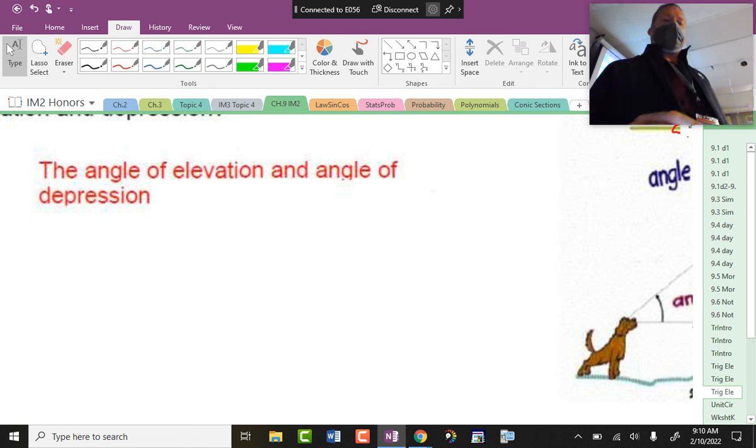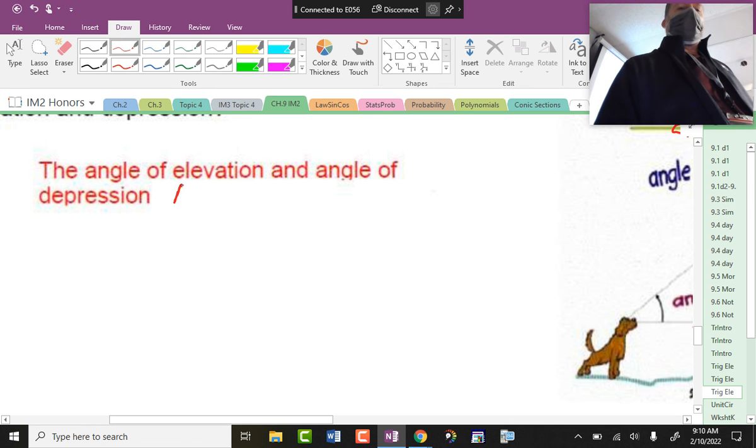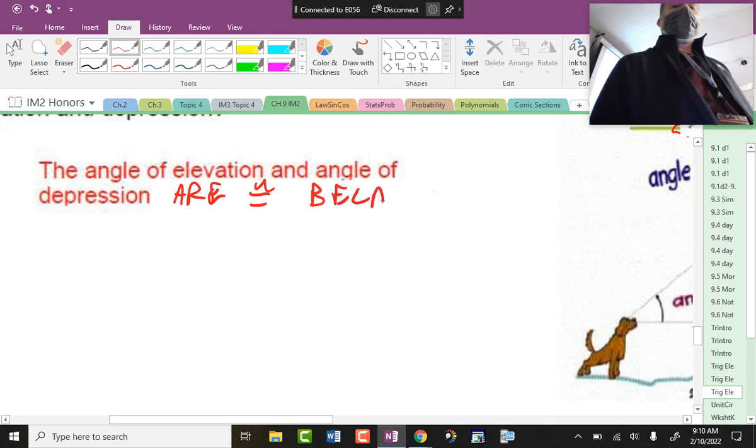So the angle of elevation and angle of depression are congruent, and we're just going to shorthand it because they are alternate interior angles.